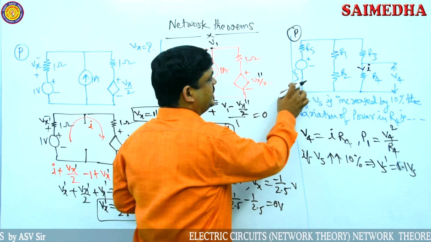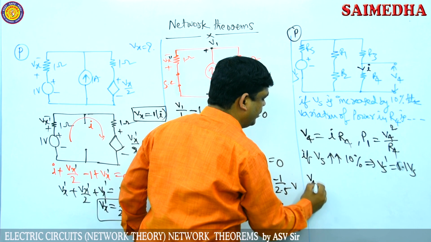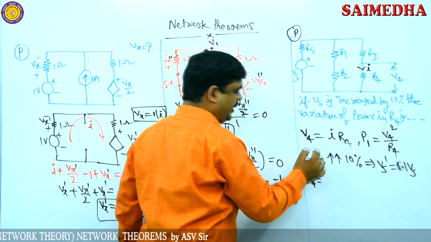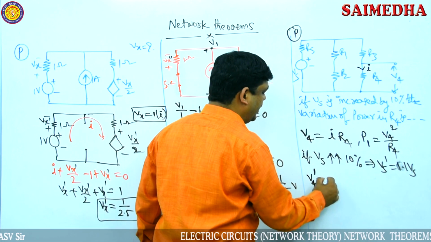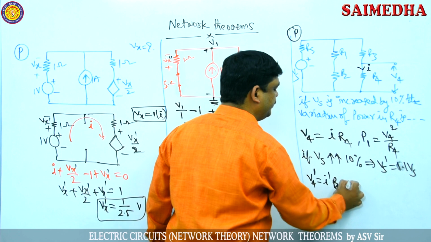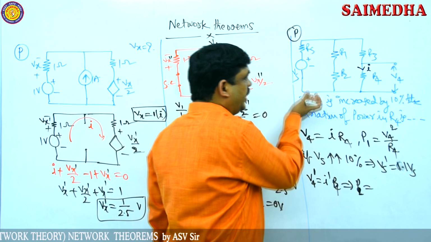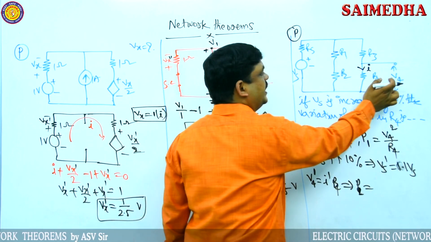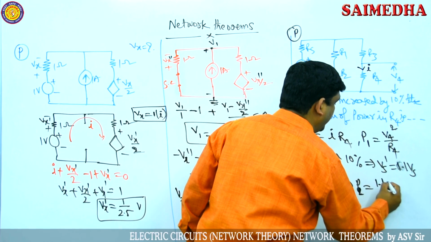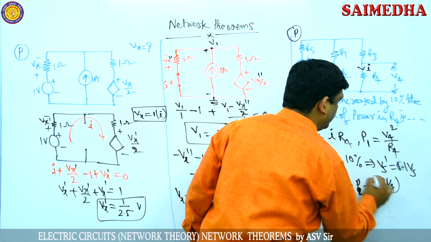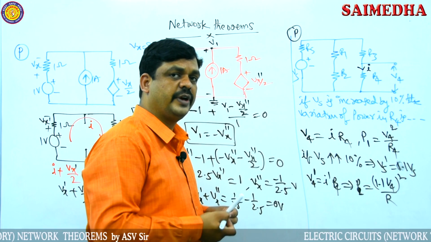Then with this increment, the response V4 also increases. The voltage across R4 I write as V4 dash, and the current also increases: the current is I dash into R4. Then I find the power, P2. If the voltage source increases by 10%, this voltage also increases by 10%, so it becomes 1.1 V4 whole square by R.